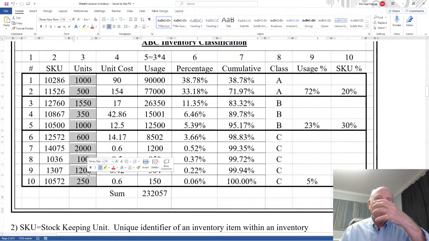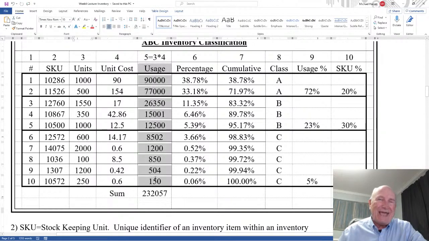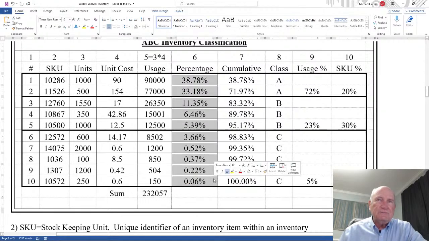How many units have come in and gone out of your inventory? The annual usage is the dollar turnover. How many dollars have come in and out of that inventory based on the SKU item? Okay, then we take the total usage, we divide through by the total, and we get the percentages.